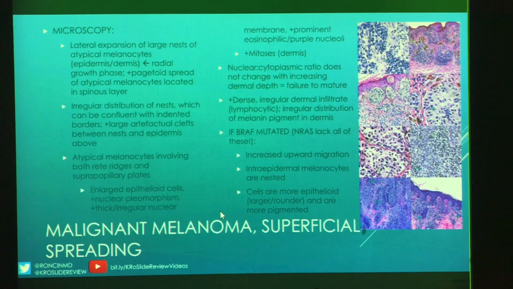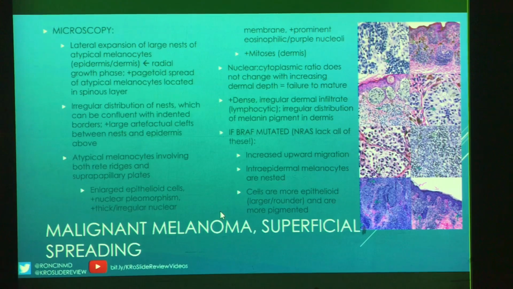You will have your atypical melanocytes involving your rete ridges as well as your suprapapillary plates, and in these areas the melanocytes will be more enlarged, epithelioid, but you'll have that nuclear pleomorphism. The nuclear membrane is often thick or irregular, and again, those prominent cherry red nucleoli. Can't really stress that enough. Within the dermis is honestly where you're going to see most of your mitotic activity.